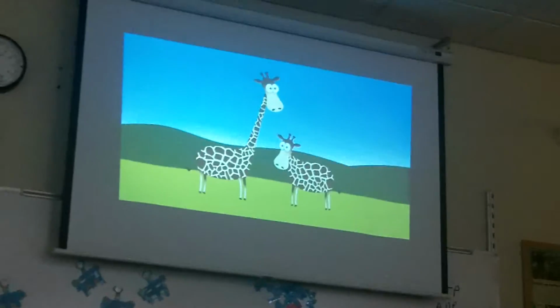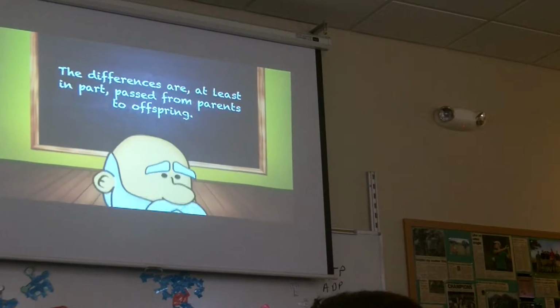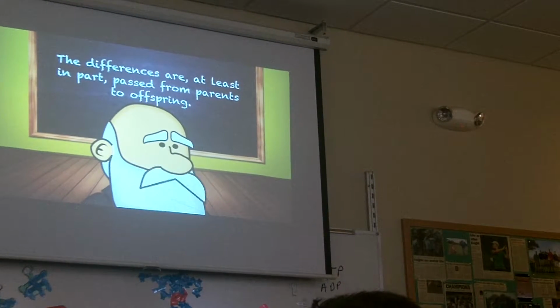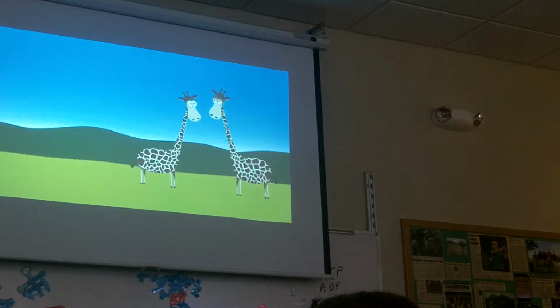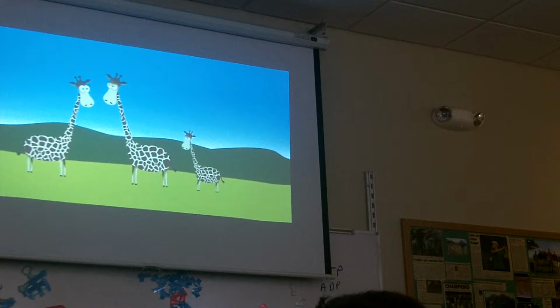Condition number 1. Individuals within a population differ. There are features that differ within populations of the same animal. In our case, the feature that varies between our giraffes is neck length. Some giraffes were born with long necks, some were born with short necks. Condition number 2. The differences are, at least in part, passed from parents to offspring. Darwin's descent with modification is the idea that offspring are fairly similar to their parents with some genetic differences.